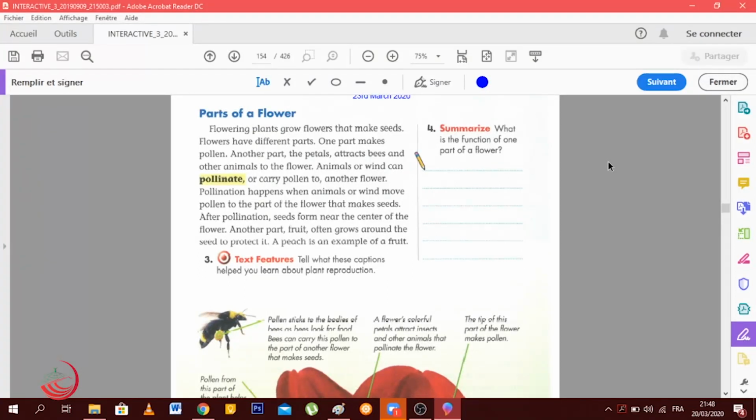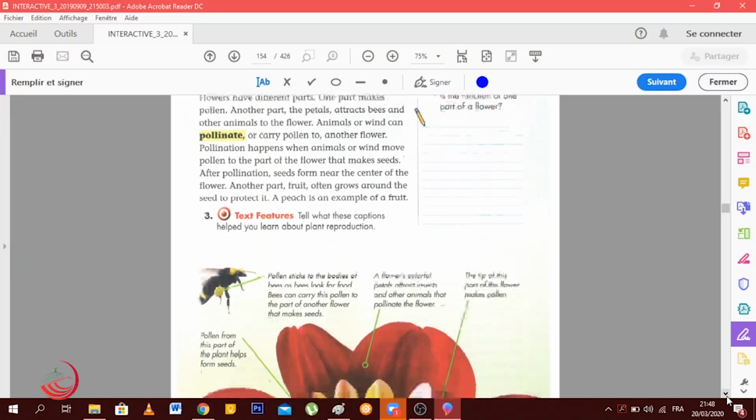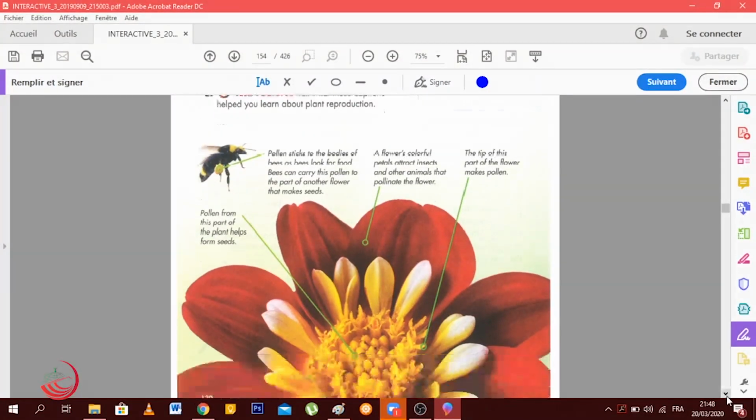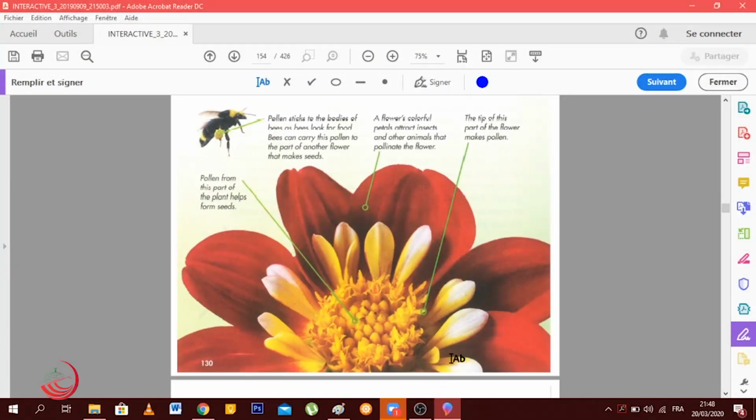Okay, so we're gonna read the text, but we can also look at the picture here. So this is a flower, as you can see, and we're going to look at the parts of the flower. So what is this, what this is, and we can also know what these are. Okay, yes, so you already know that these are the petals, but what are these? We will see.